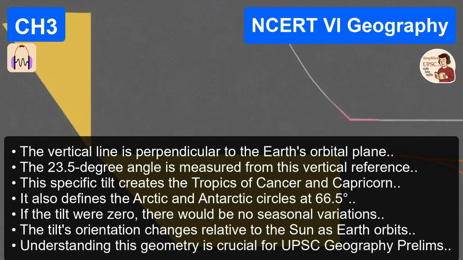It's like describing a hill. You can say it rises 30 degrees from the ground, or you can say it's 60 degrees away from a vertical wall. Same hill. Perfect analogy.